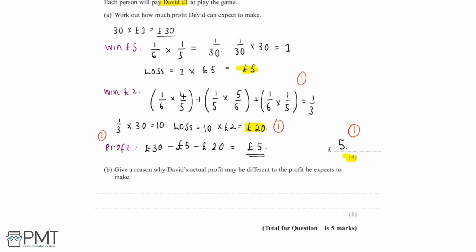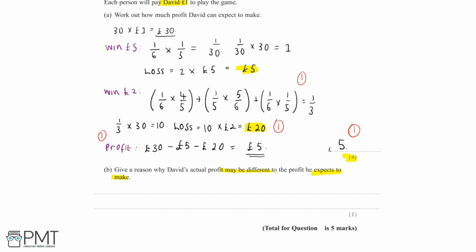In part B, we're asked to give a reason why David's actual profit may be different to the profit he expects to make. And so his actual profit might be different because the profit that he expects to make is only a probability. It's a likelihood but not a certainty. For example, he expects 30 people to play, but more than 30 or less than 30 people might play, and this will automatically change the profit that he makes.